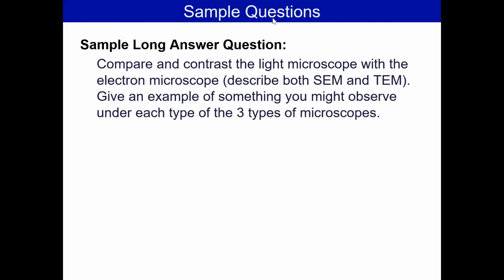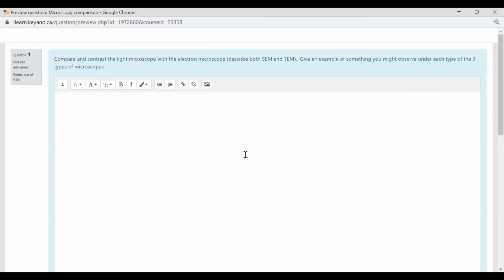Okay, so this is going to be a 5-mark kind of question. Here's a sample of what that might look like in the Moodle midterm format. Any of the written questions are going to look something like this, right? It'll have the question at the top, and then you have this big blank window to answer things in. This is a 5-mark question, so you want to give me enough to give you 5 marks.